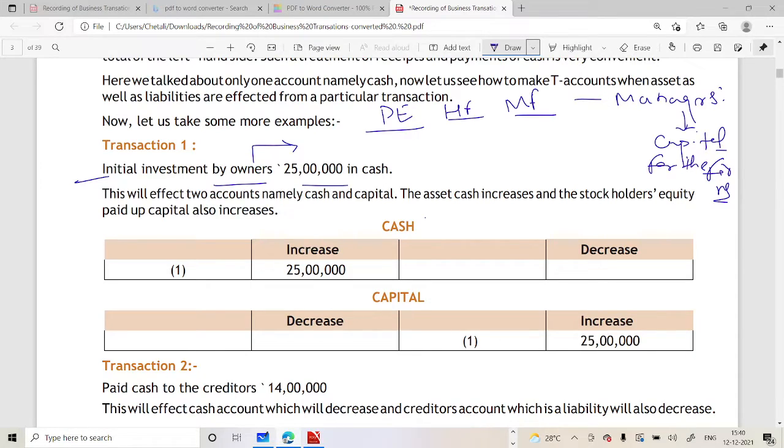Okay, so let's discuss it. Initial investment, it's an investment, it means it's a capital, it's a beginning investment, it's a capital.